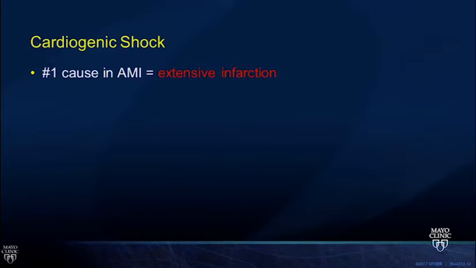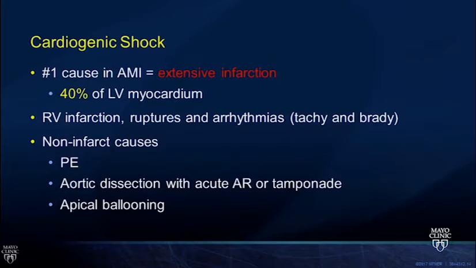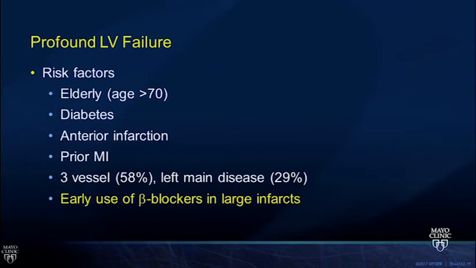The number one cause, particularly as we're talking about acute myocardial infarctions, is an extensive infarct. And you should be thinking about an extensive infarct when 40% of the myocardium is involved. So typically that's going to be an anterior infarct. But extensive infarct is not the only cause post-MI of cardiogenic shock. There's things like RV infarct, rupture syndromes, and the arrhythmias, all of which we're going to discuss during this talk. And there are other non-post-MI causes of cardiogenic shock, PE, aortic dissection, tamponade, which are covered in various other aspects of this course.